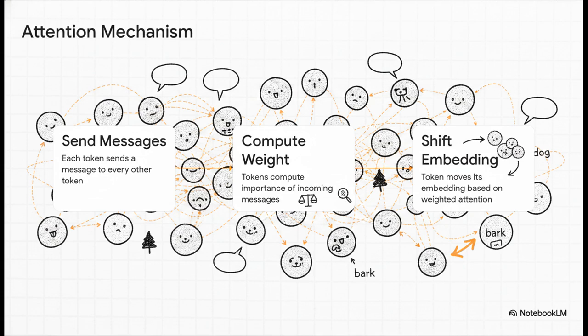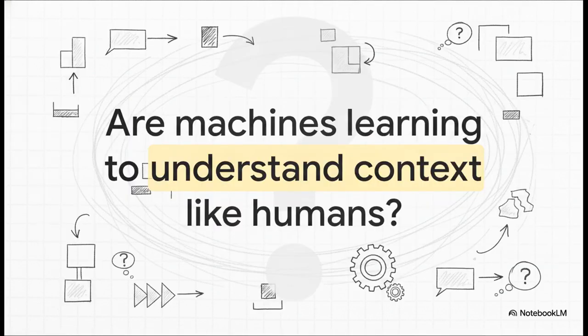So our bark token talks to the dog token across the room, realizes what's going on, and dynamically changes its own mathematical meaning to align with the animal, not the tree. It is literally context-aware embedding happening in real time. And that leaves us with a truly fascinating, almost philosophical thought to end on. By allowing these tokens to talk to each other, to weigh each other's importance, and to dynamically shift their own fundamental definitions based on their surroundings, transformers have basically cracked the code of context.